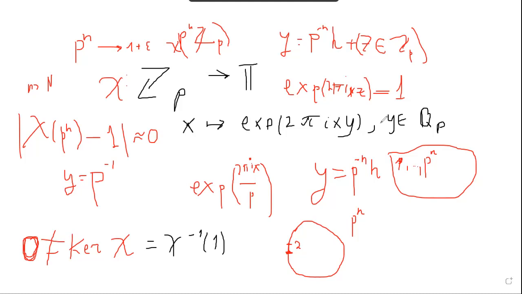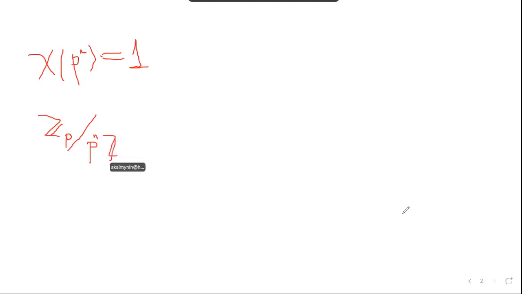Okay. So what we got now is that for some n, chi of p^n is actually equal to one. If chi of p^n is equal to one, this means that our map is actually a map of Z_p over p^n Z_p to T. And such a map is actually just a character of the corresponding cyclic group. And all the characters of this cyclic group are easily written as maps of the form exponent of 2 pi i x over p^n. Okay?